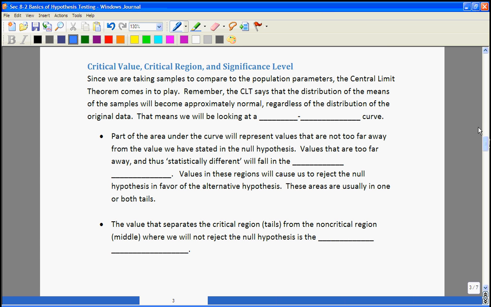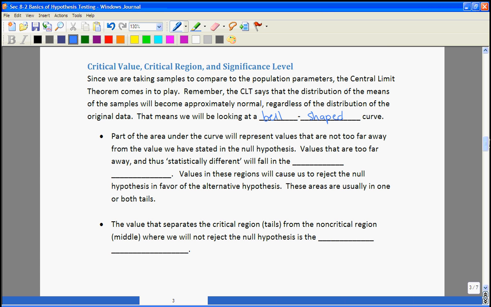So just like with the programming, we would take these samples. And if we remember back to the central limit theorem, it says that the distribution of the means of the samples will become approximately normal regardless of the distribution of the original data. So I might take samples more than once and take those means, and those means will eventually follow a bell-shaped curve. So because we're taking samples to compare to our population value, we're always going to be looking at a bell-shaped curve.